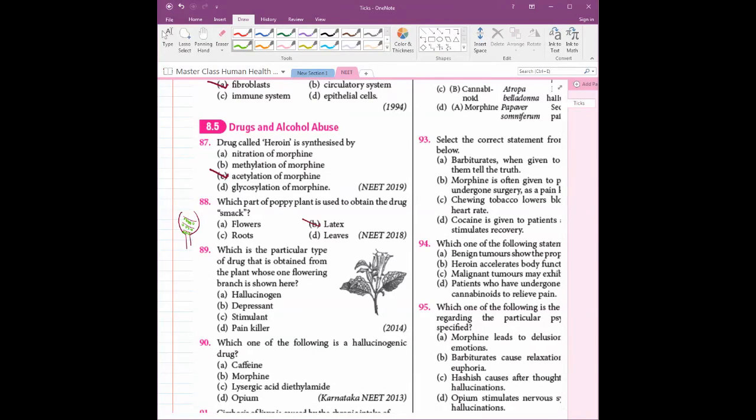Okay, then which is the particular type of drug that is obtained from the plant whose flowering branch is shown? Sir, can the flower be directly used? No, no, no. It is not directly used. You need to remove the latex. Then the latex, once it is removed, is modified a bit. Then it is going to be converted into your heroin.